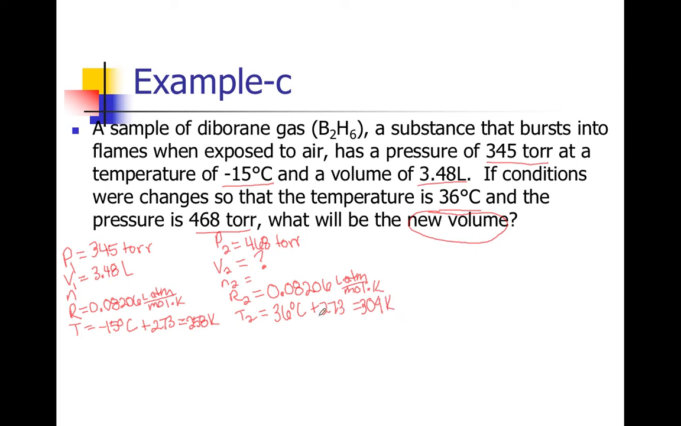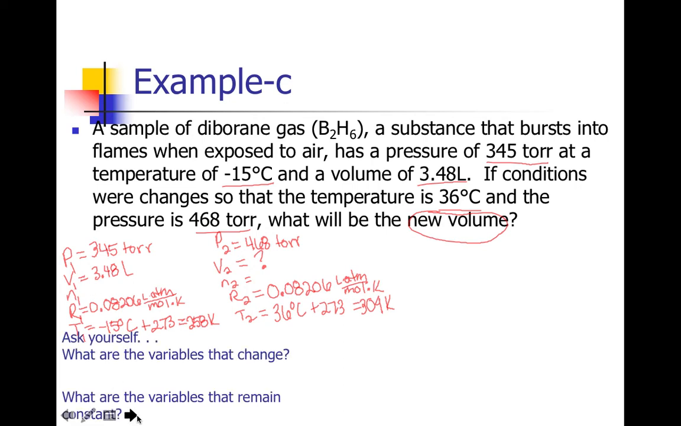Okay, so because we have 2 different sets of data, we need to put on our thinking caps a little bit with this problem. And we want to ask ourselves, what are the variables that change? Well, our pressure is changing. The volume is going to change because we're trying to find a new volume. And we don't have a value for N. R is a constant, and our temperature is also changing.